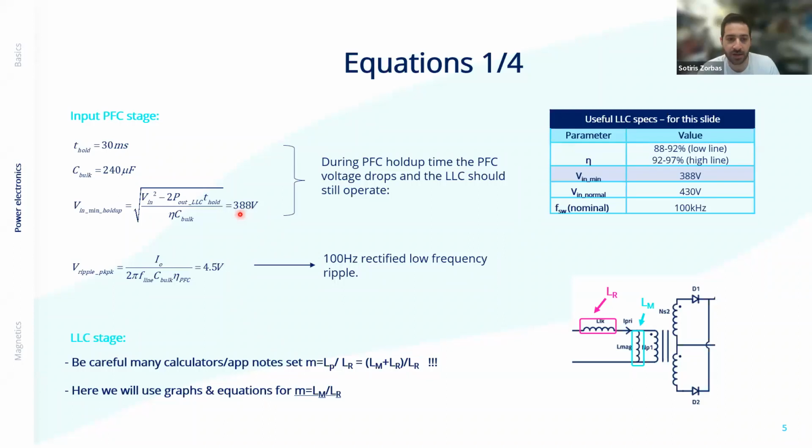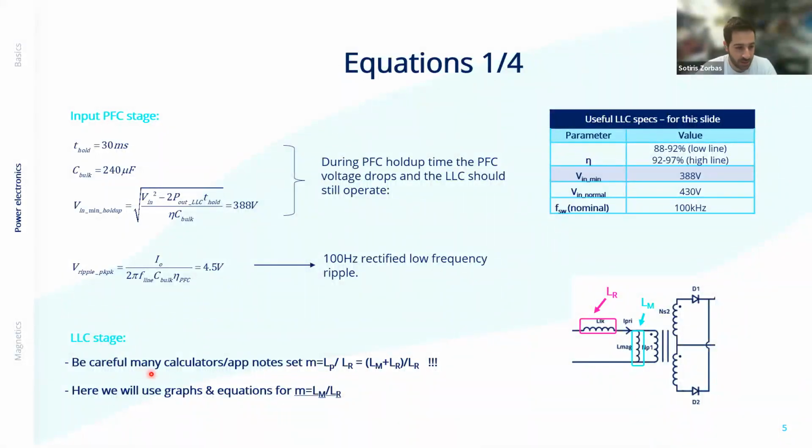So if we design the LLC converter properly, then what we're saying is that if we take the plug off for 30 milliseconds, then the voltage is going to drop to 388 volt, and the LLC will be able to maintain its output voltage constant. Then the power needs to come back up in order for the voltage not to drop below that number, of course. Okay, so setting up the specs is important. And well, then we move to the LLC stage.